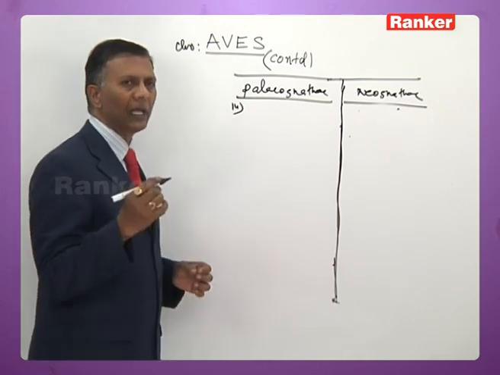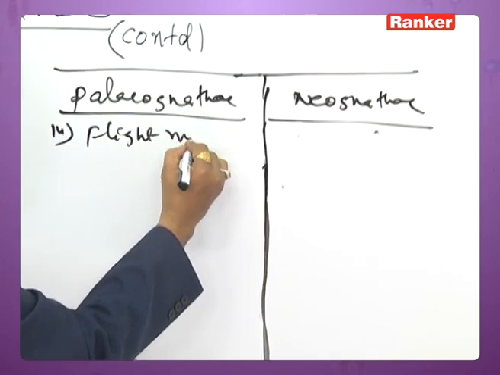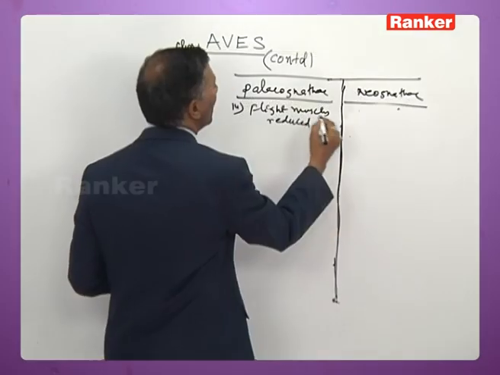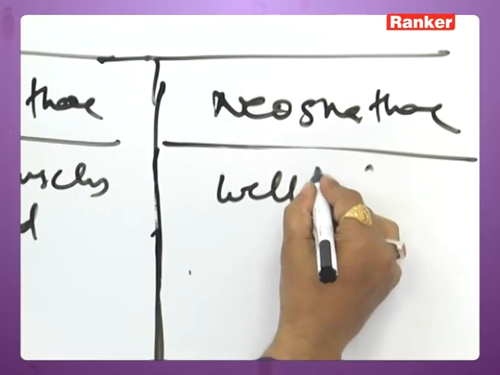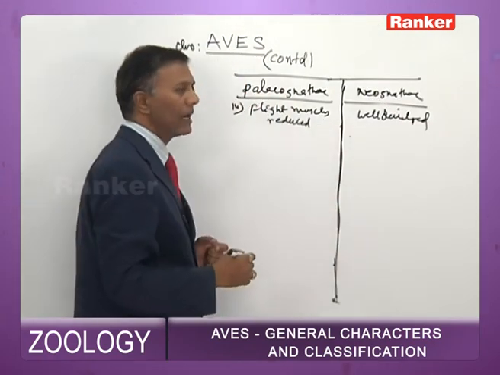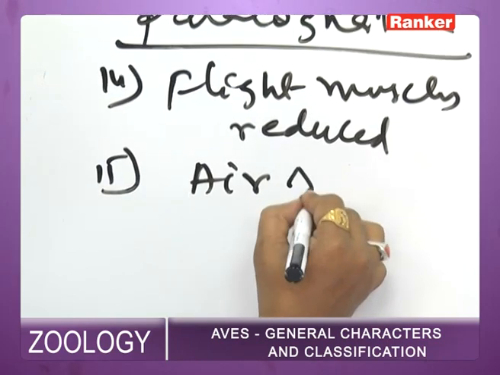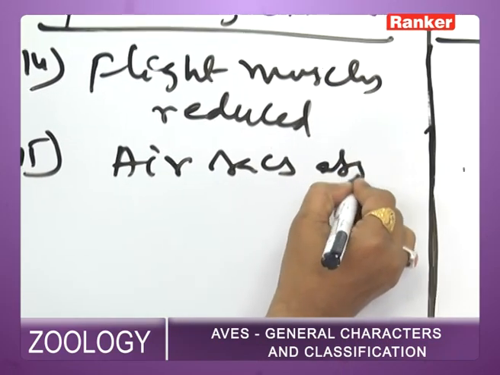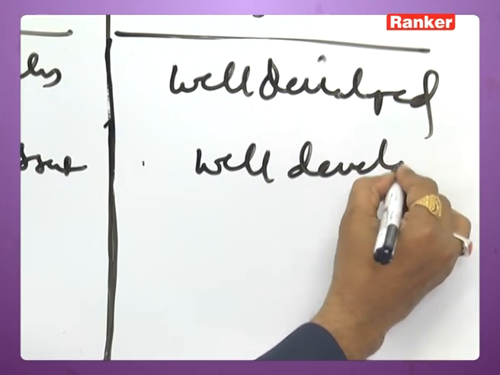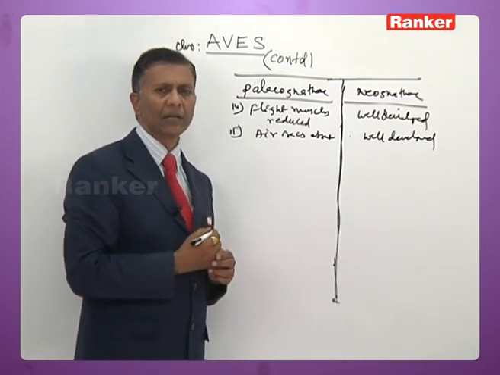In paleognathae the flight muscles are reduced, whereas they are well developed in flight birds. Air sacs are absent in flightless birds, but they are well developed in flight birds.